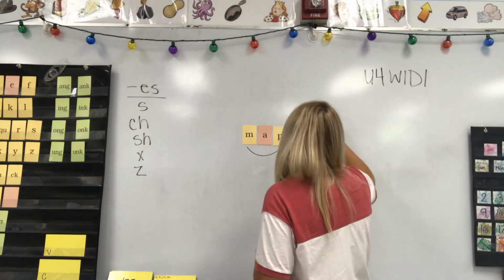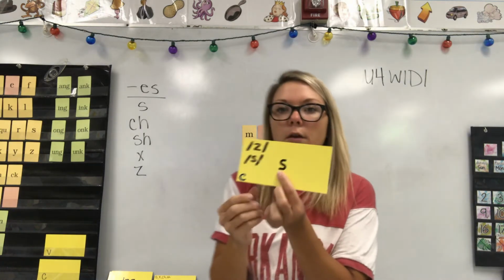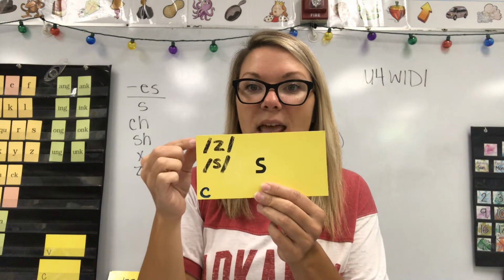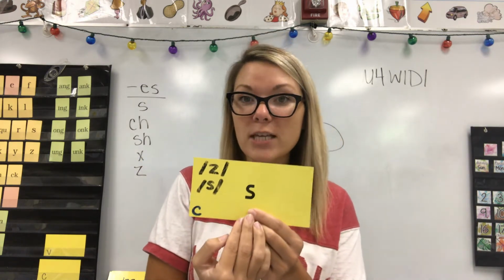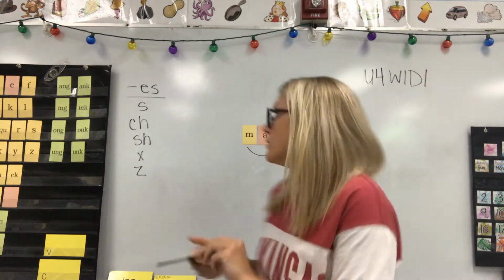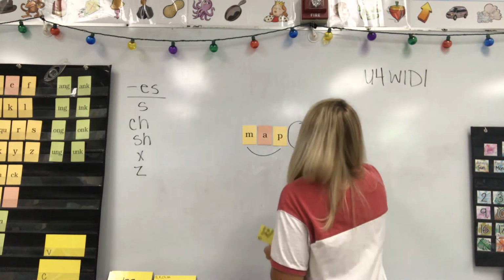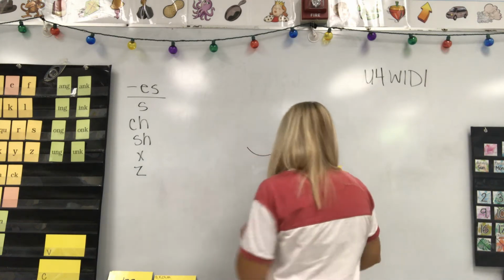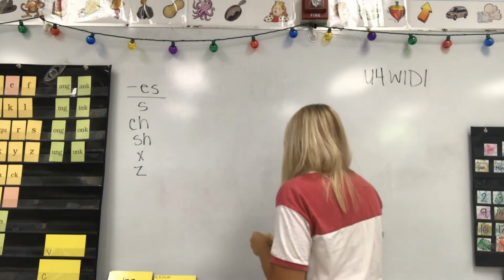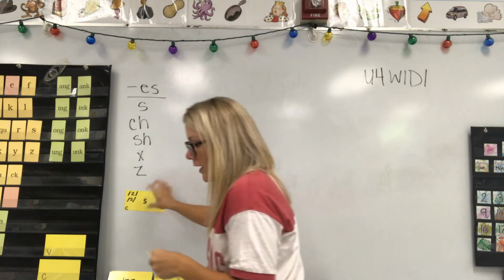Now you can see on my card this says S, but it has an S sound and it has a Z sound, because sometimes an S as a suffix makes the Z sound. Okay, so let's look at another one.